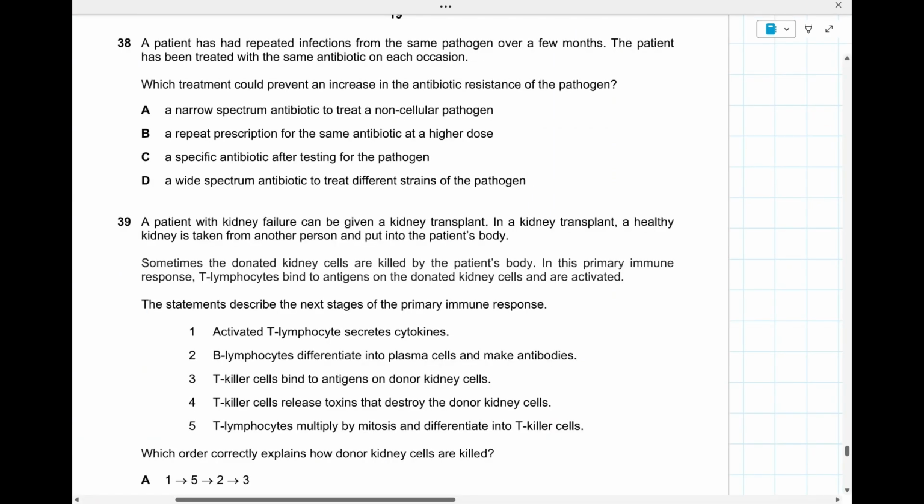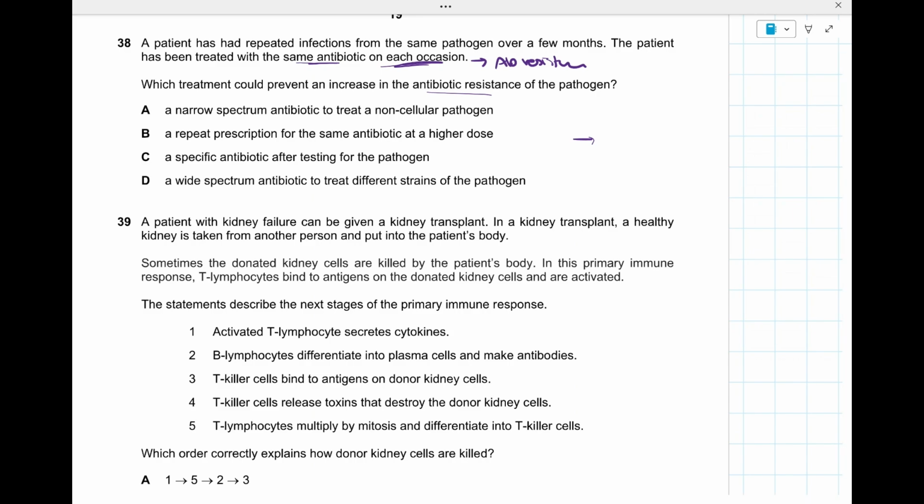Question number 38. A patient had repeated infections from the same pathogen over a few months. The patient had been treated with the same antibiotic on each occasion. This might have caused antibiotic resistance. Which treatment could prevent an increase in the antibiotic resistance of the pathogen? So, antibiotic resistance is when there has been some sort of a mutation in the actual organism, enabling it to overcome the destructive action of the antibiotic.